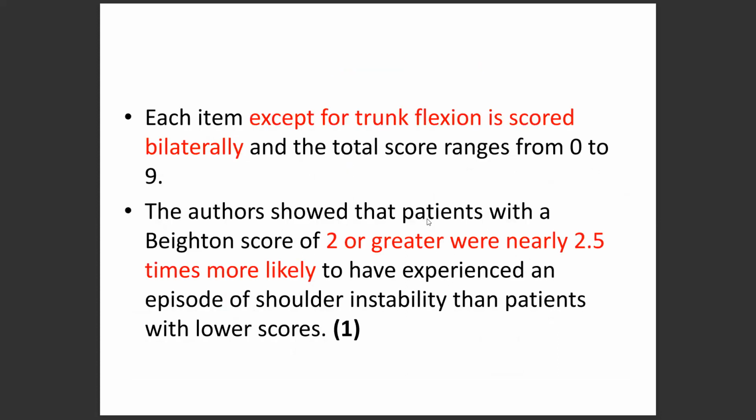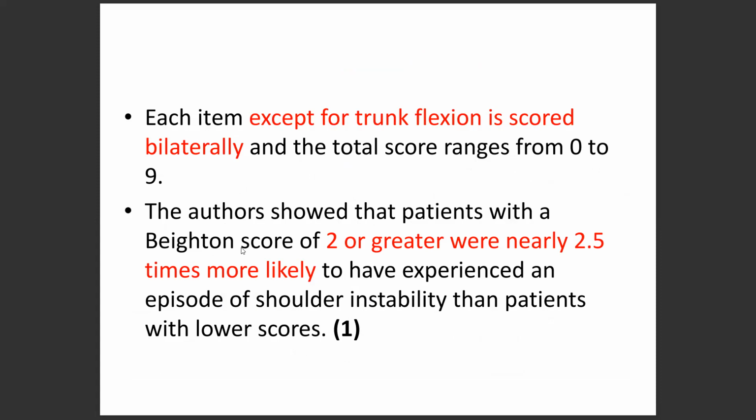The authors showed that patients with a Beighton score of 2 or greater were nearly 2.5 times more likely to have experienced an episode of shoulder instability than patients with a lower score. It means there was a positive association between the Beighton score and the chances of instability.